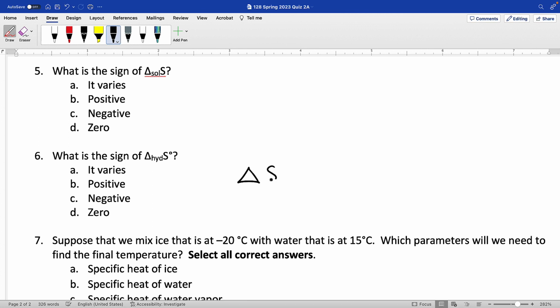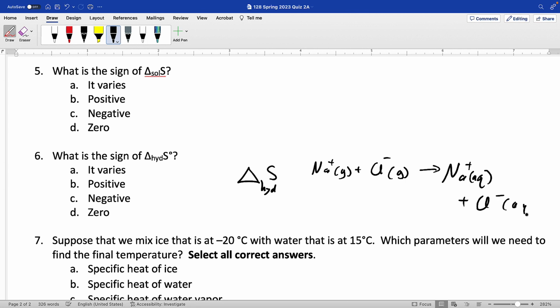So delta S of hydration, we've got to write the hydration reaction, right? We've got ions in the gas phase. I'll just use sodium chloride again. It will be the same. This is going to be the same answer for any salt. We're taking these and plunging them into water to make aqueous ions.